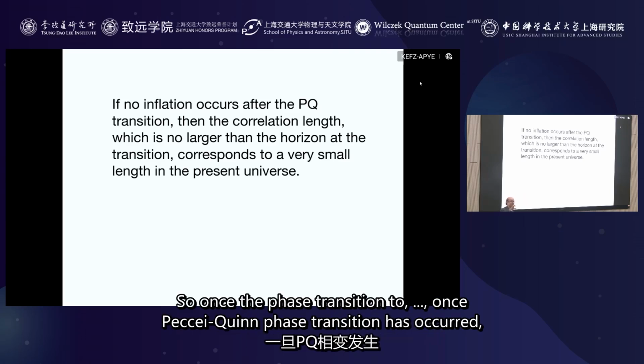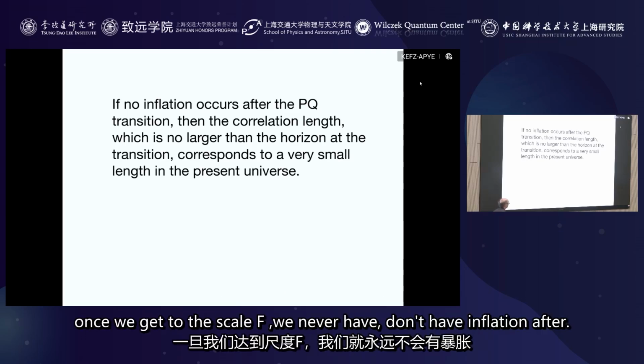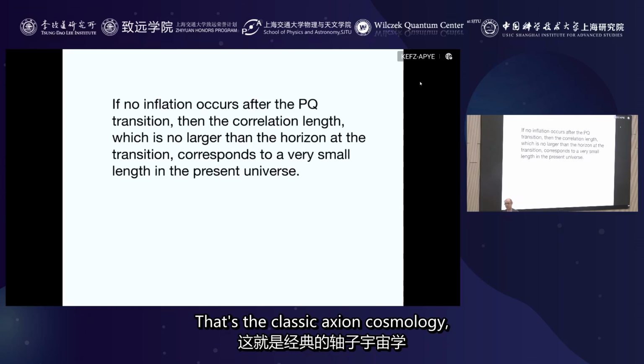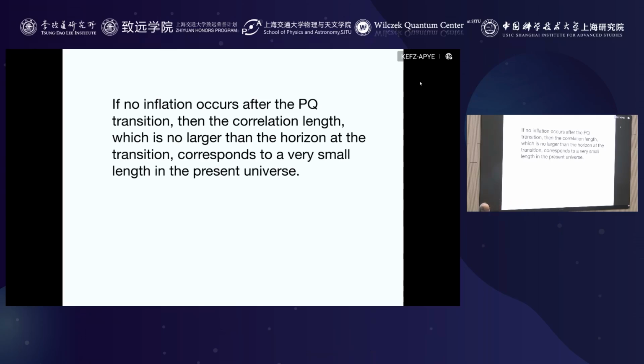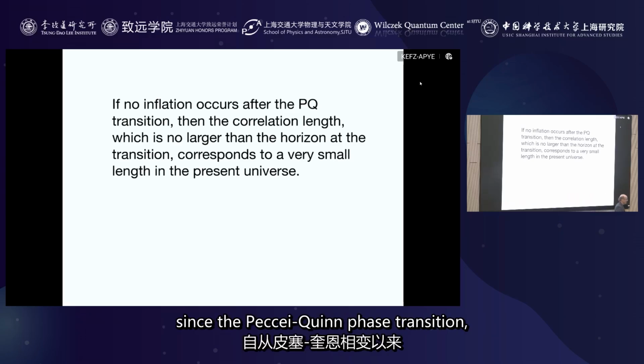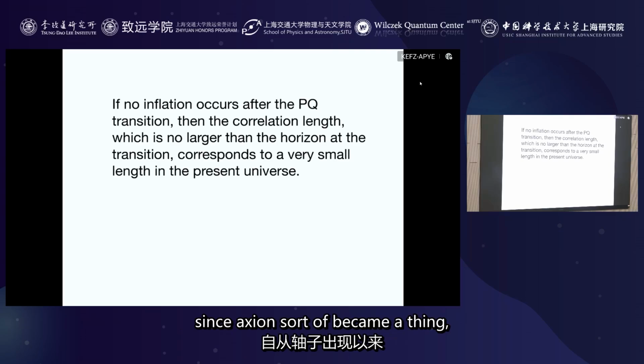So once the Peccei-Quinn phase transition has occurred, once we get to the scale f, we don't have inflation after that. Okay, that's the classic axion cosmology, which means that the evolution of the universe since the Peccei-Quinn phase transition, since the axion became a thing, is conventional.